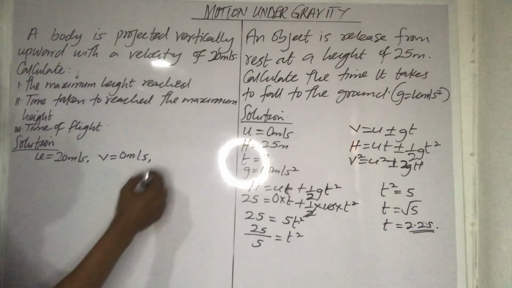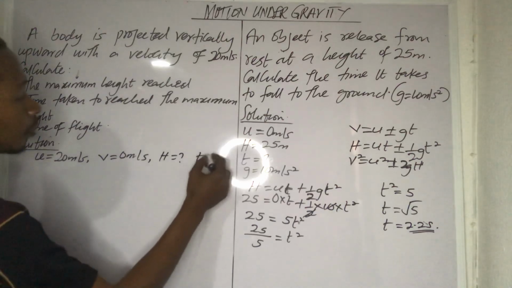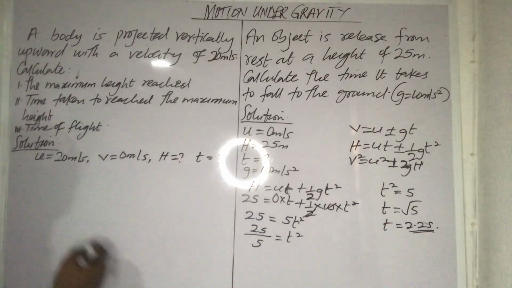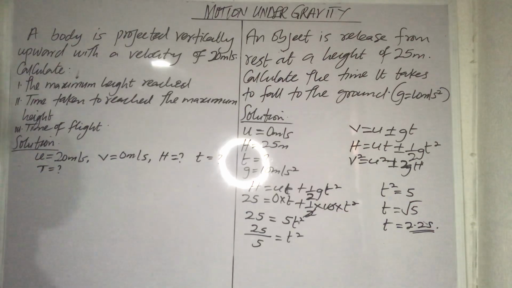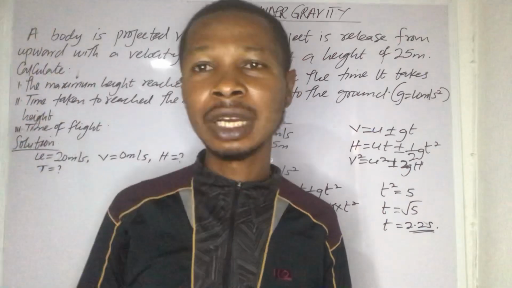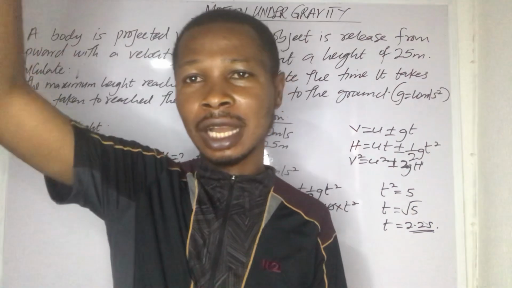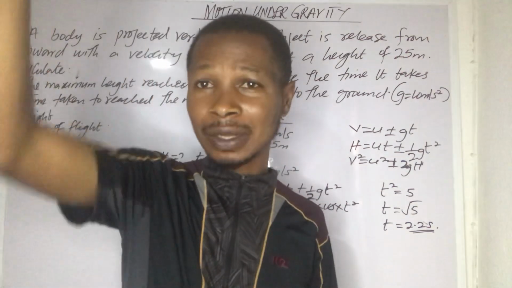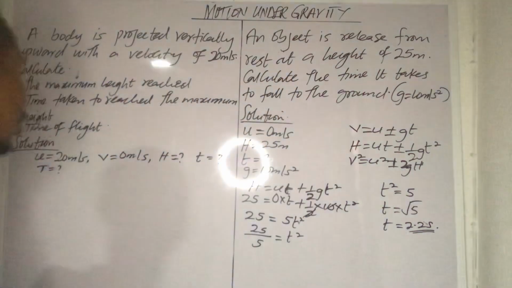Then the maximum height reached, so I need the height h. The time to reach the maximum height is small t. Then the time of flight is capital T. Time of flight is the time taken for a body to reach maximum height and fall to the ground again. So you first look for the time the body takes to go up, look for the time it takes to come down, and add together. That's how you get your time of flight. So let's continue.